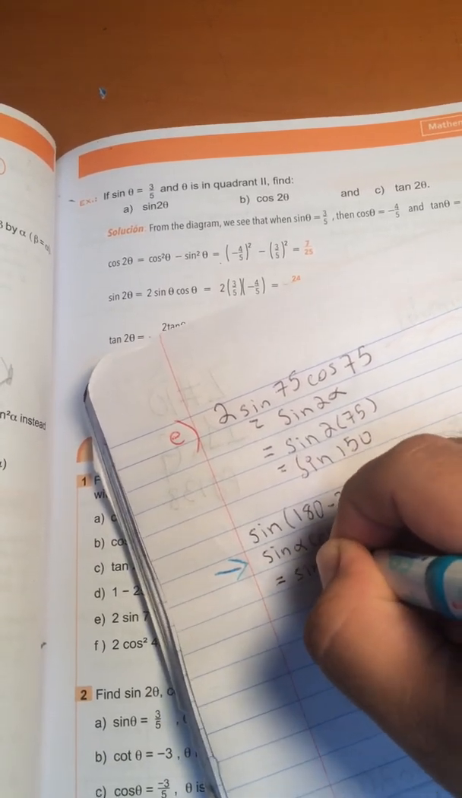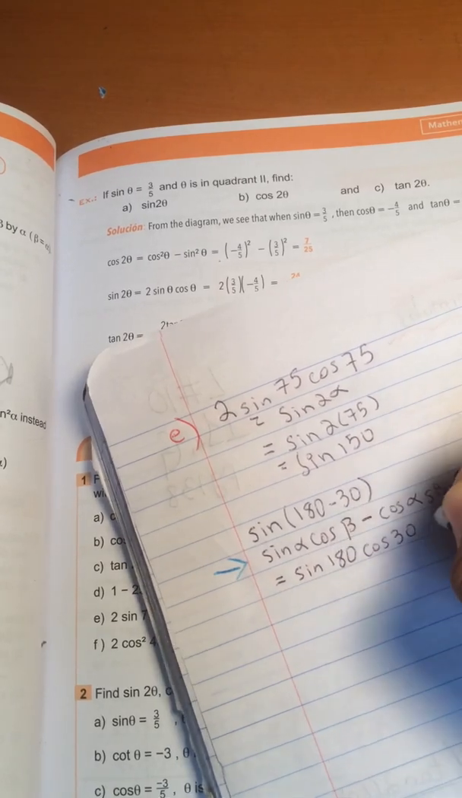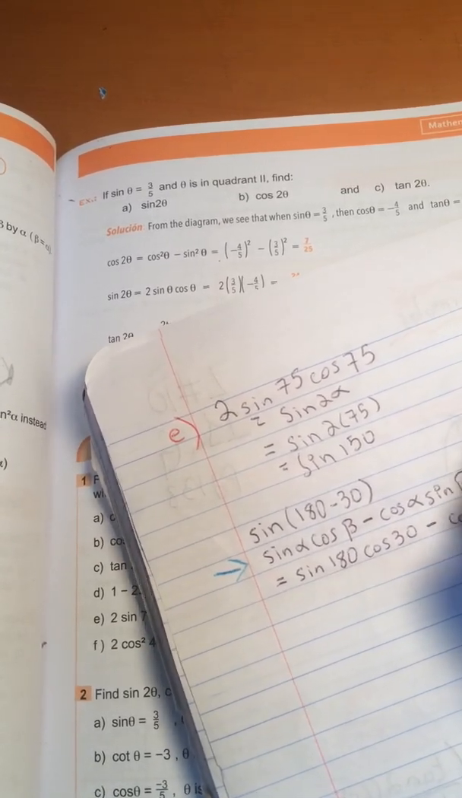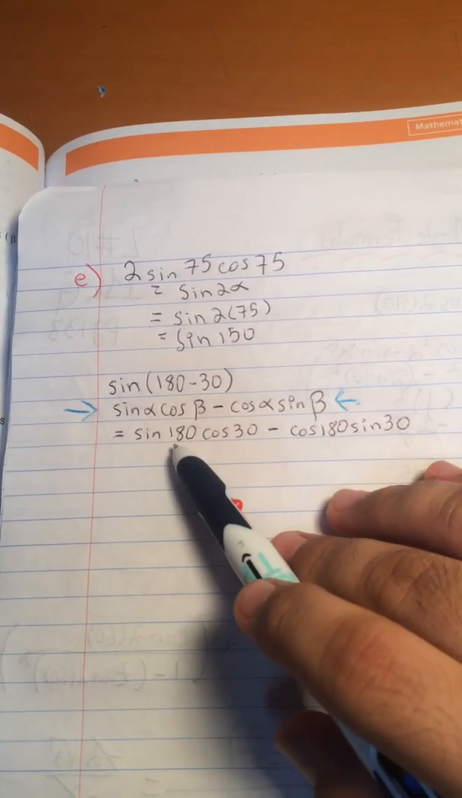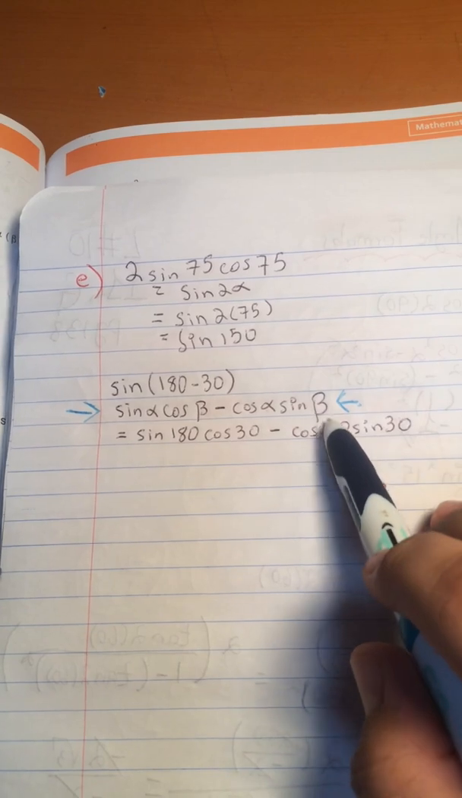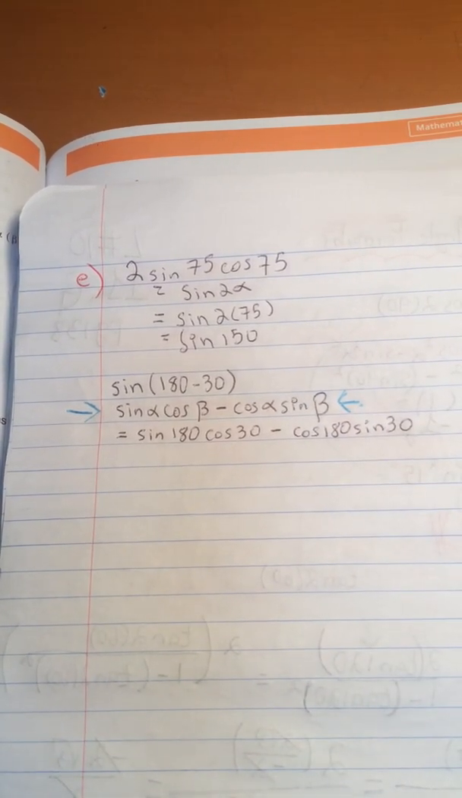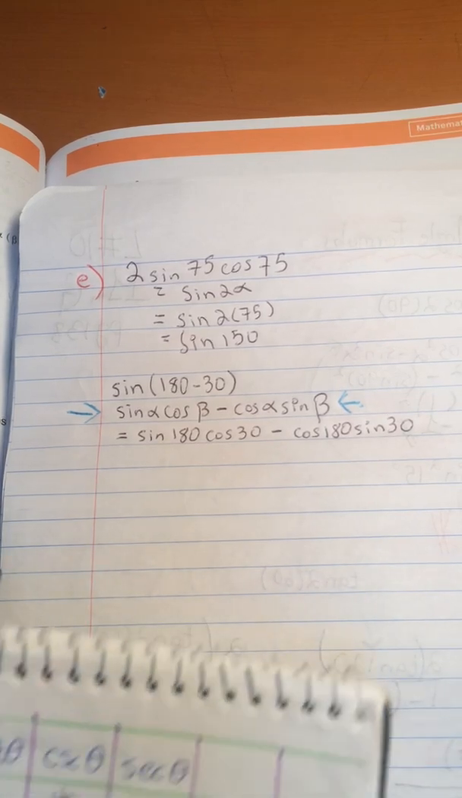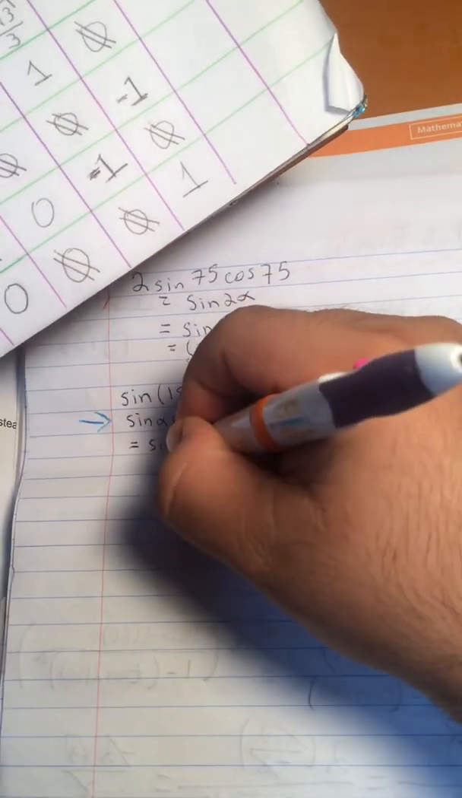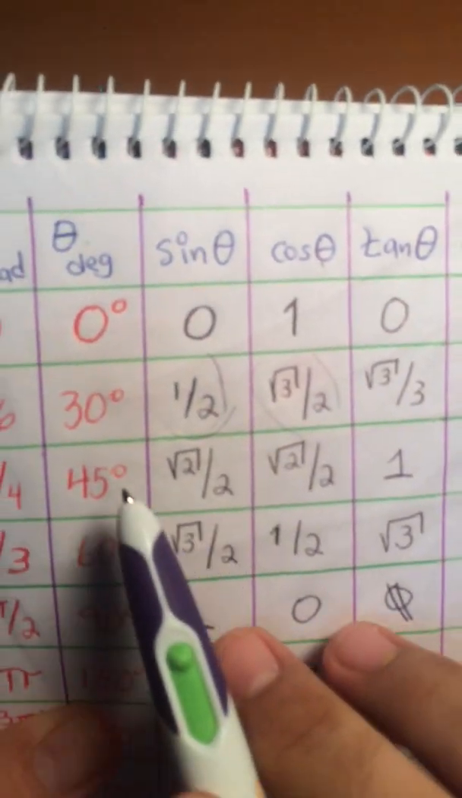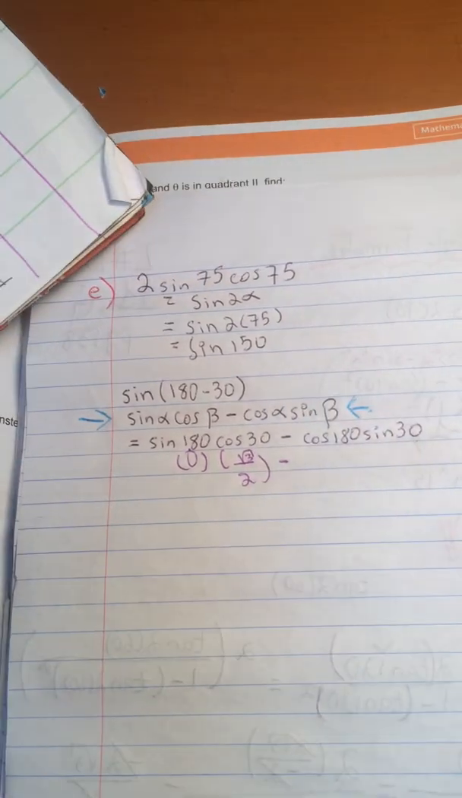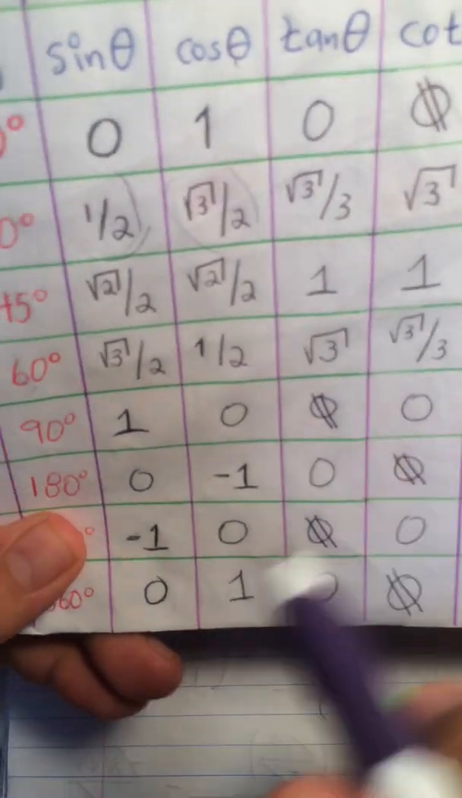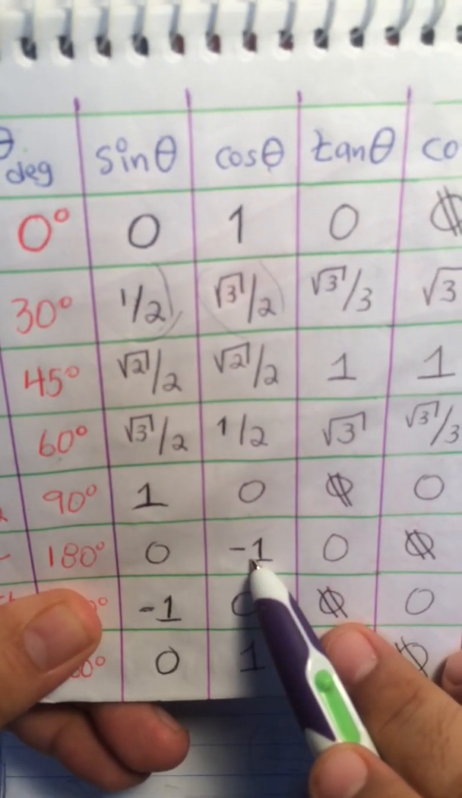Okay, so sine of 180 cosine of 30 minus cosine of 180 sine of 30. Okay, recuerden, aquí solo estamos sustituyendo alpha 180, beta 30. Okay, let's look at our table. Do we have values for these angles? Yes. Sine of 180, miren, sine of 180, 0. Cosine of 30, square root of 3 divided by 2. Minus cosine of 180, minus 1.